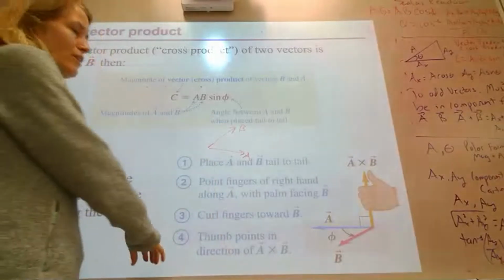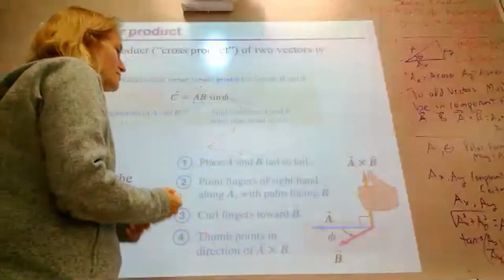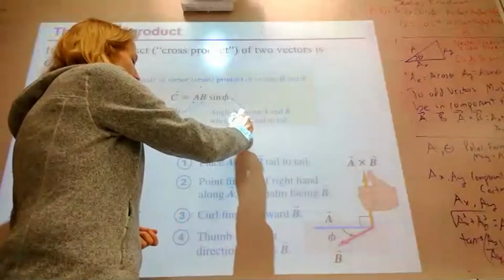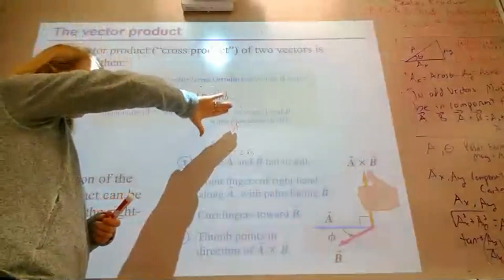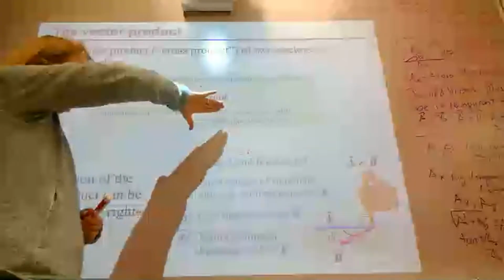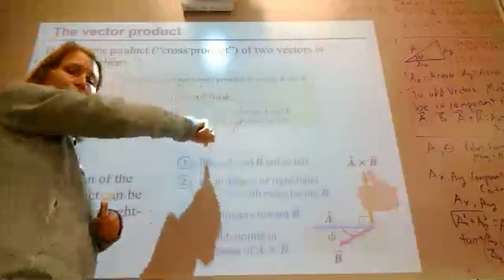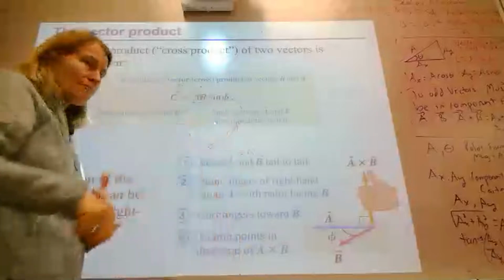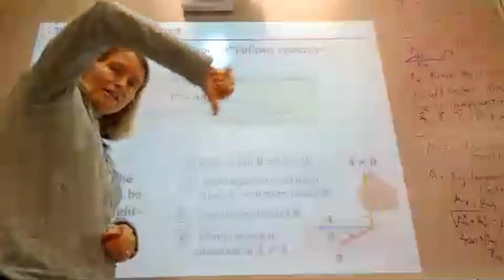If I switch this now and I make this A and this B, okay, so now I point fingers of right hand along A, with palm facing B, curl fingers towards B. Now it's into the board. So it's always going to be out of the plane. So if it were like this, it would be that way. If it's like that, it would be down.